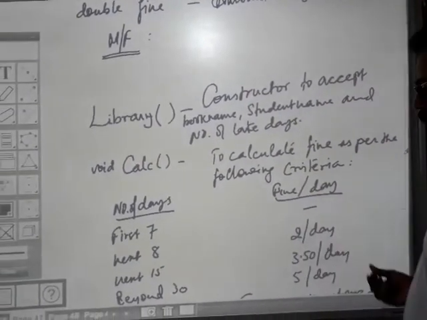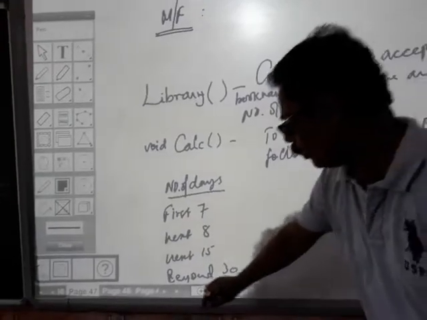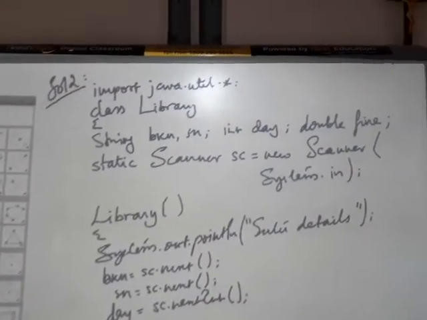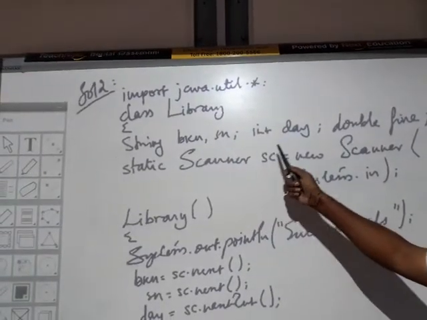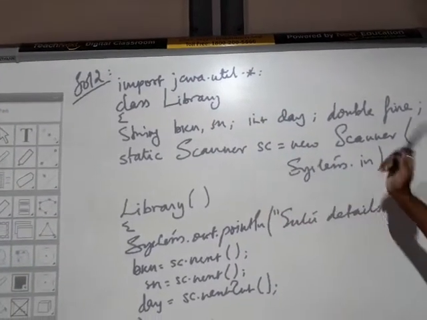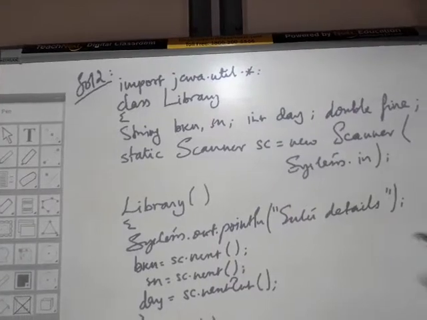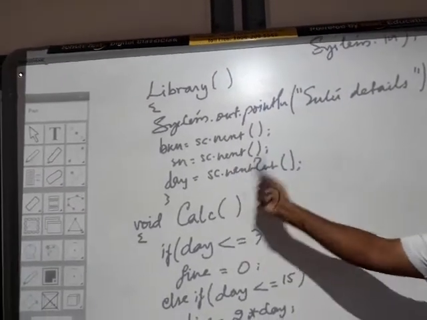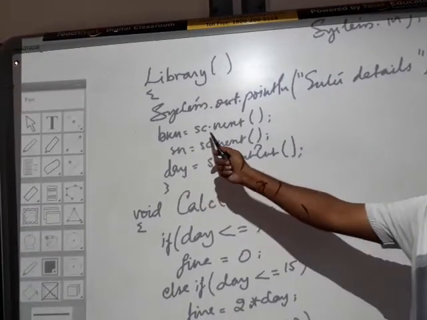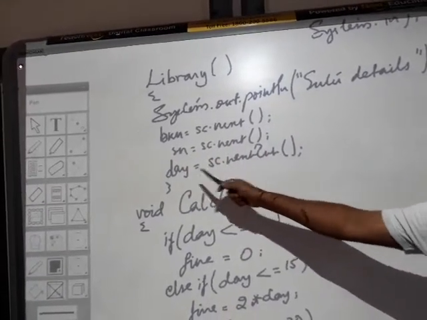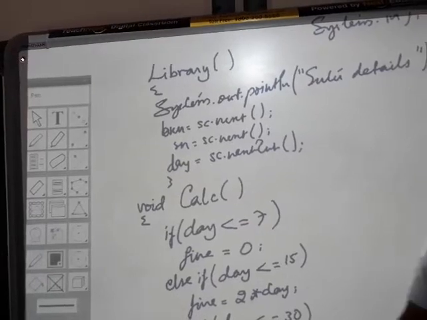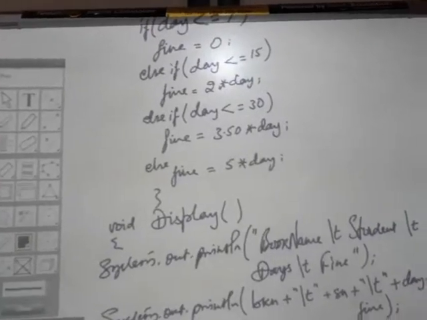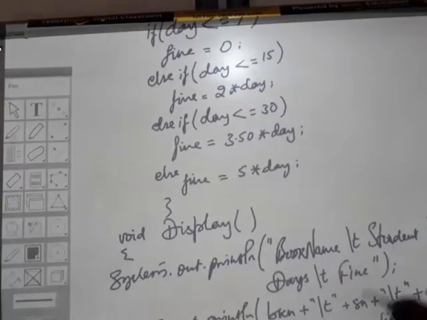So in the same way, let us see the answer to this particular question. Class library, you have the global data members and the scanner object, then comes the library constructor for entering the values. So entering the details: bkn = sc.next, sn = sc.next, day = sc.next. That's it. Then the calc function as it is, the way that we have calculated. Then void display, the same way that we have done.